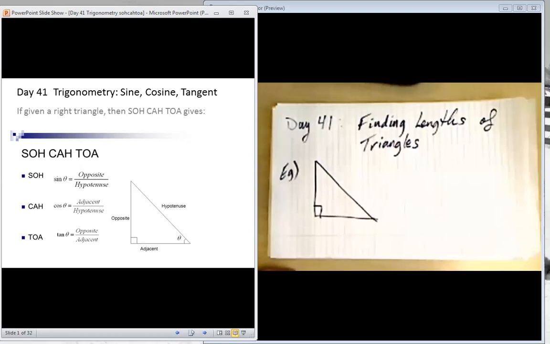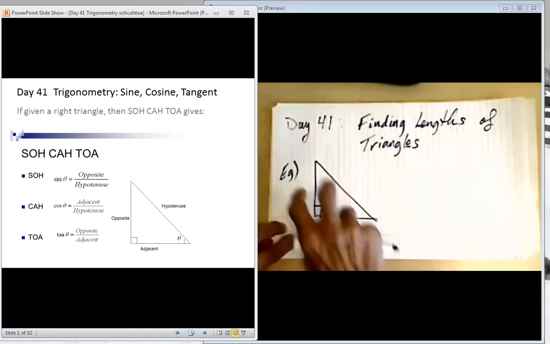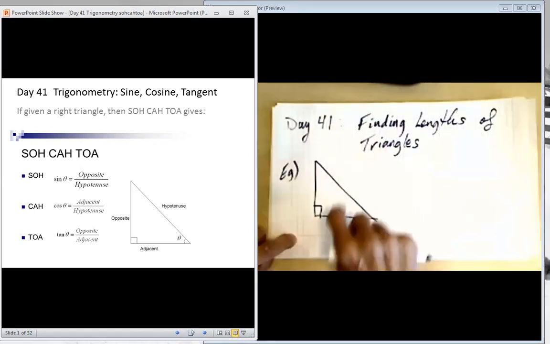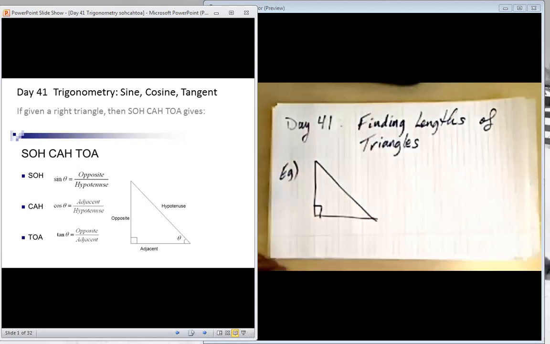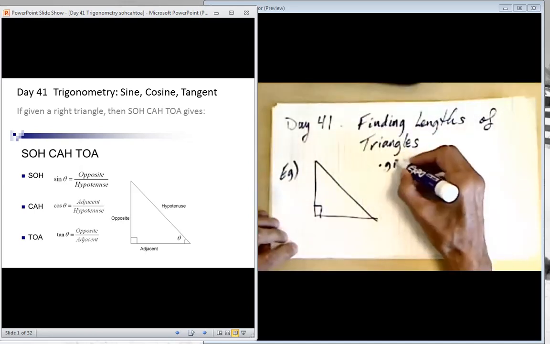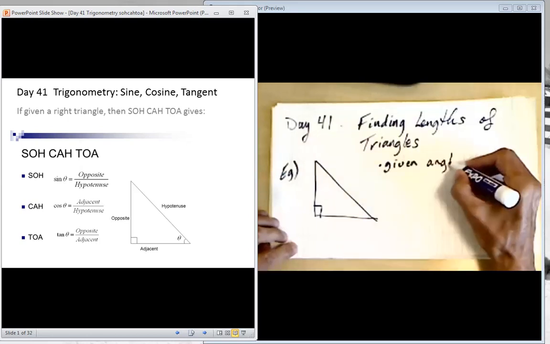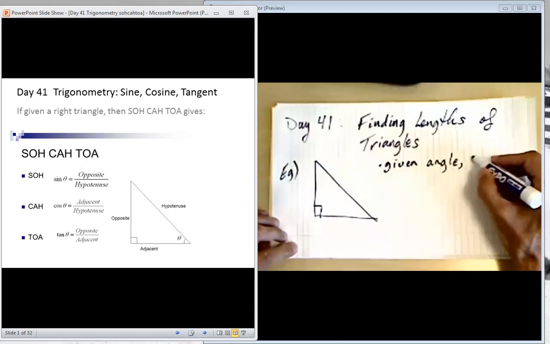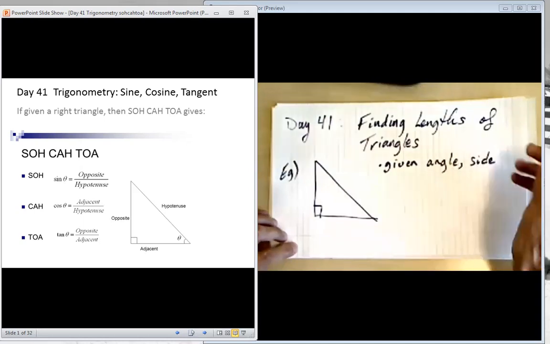If you think back to the earlier questions that we did with labeling the sides, we had all the sides known. 3, 4, 5, 8, 12, 13, except for the last question with Pythagoras, right? So with this one, what I want you to notice is that you're given an angle, and you're given one side for sure, maybe more.